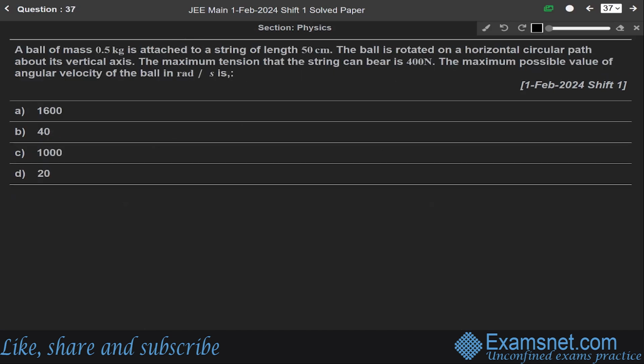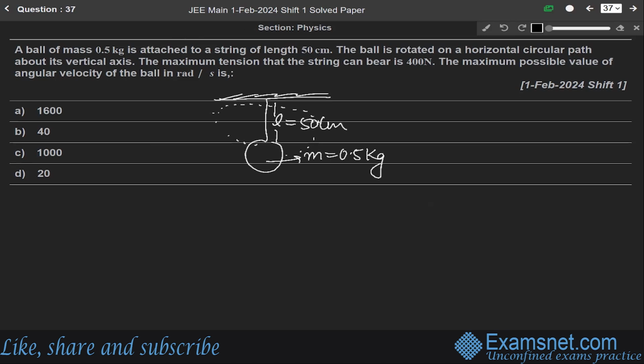Now next question 37. A ball of mass 0.5 kg is attached to a string of length 50 centimeter. Okay, it is attached to a string, mass 0.5 kg and L is 50 centimeter. The ball is rotated on a horizontal circular path about its vertical axis. The maximum tension that the string can bear is 400 Newton. Tension is given as 400 Newton. The maximum possible value of angular velocity.